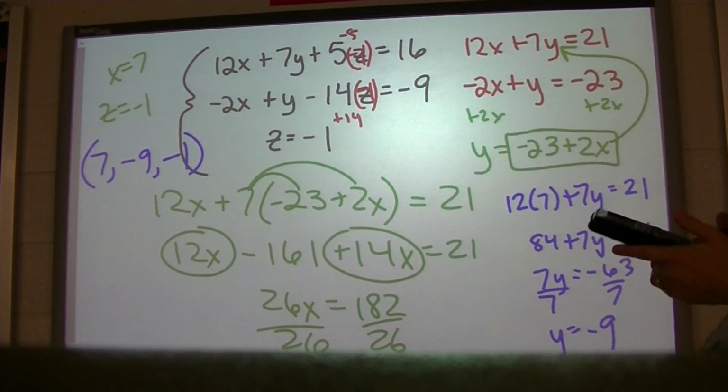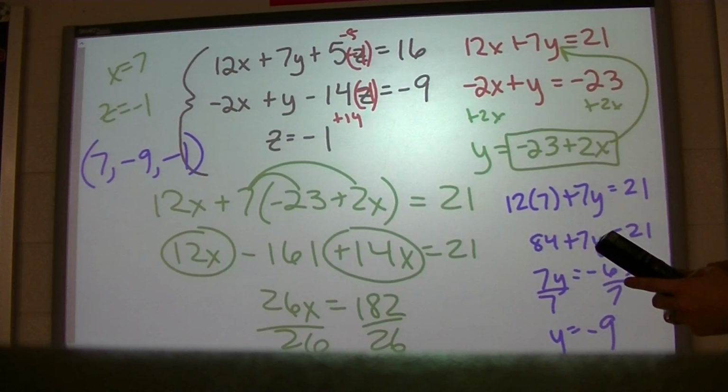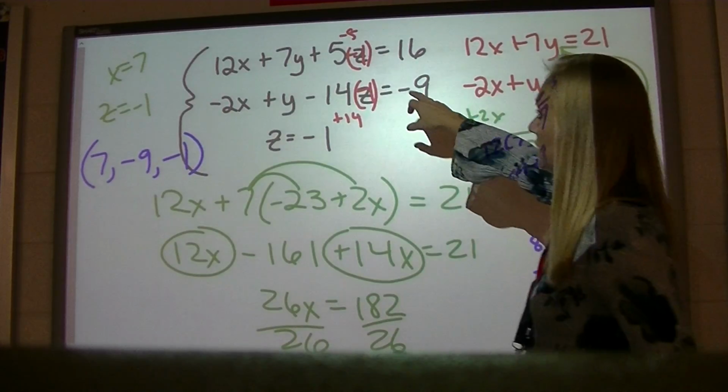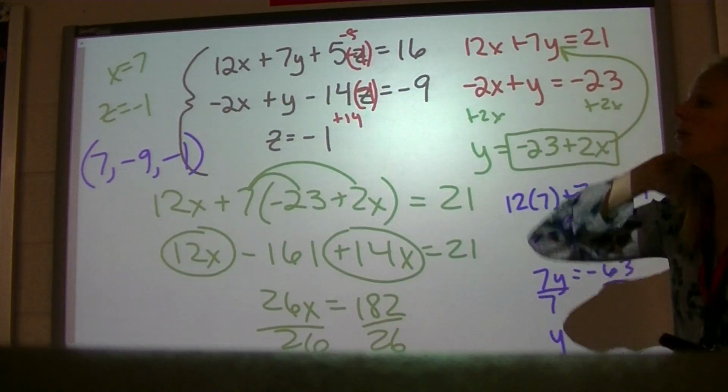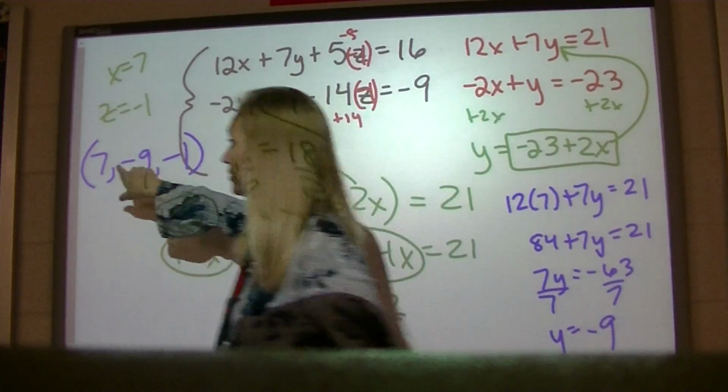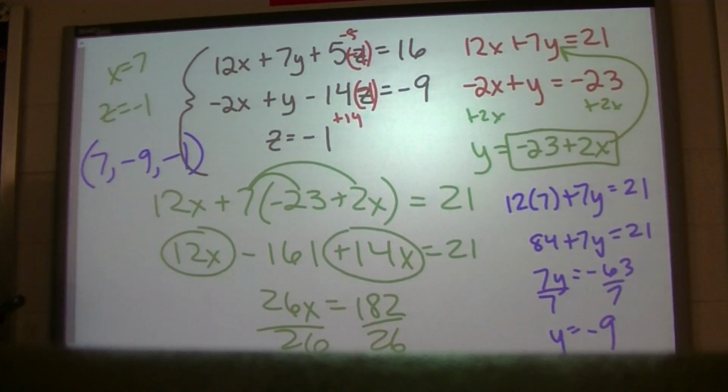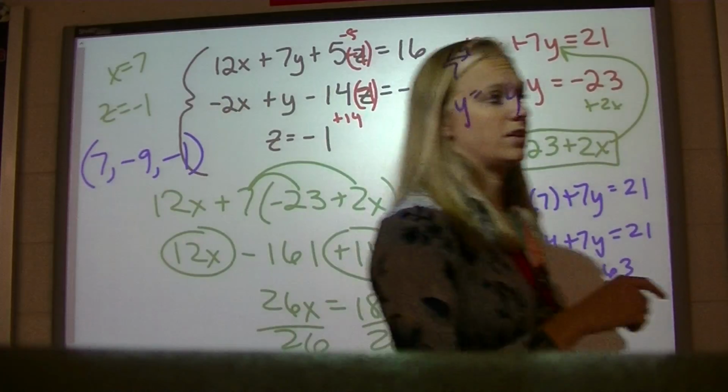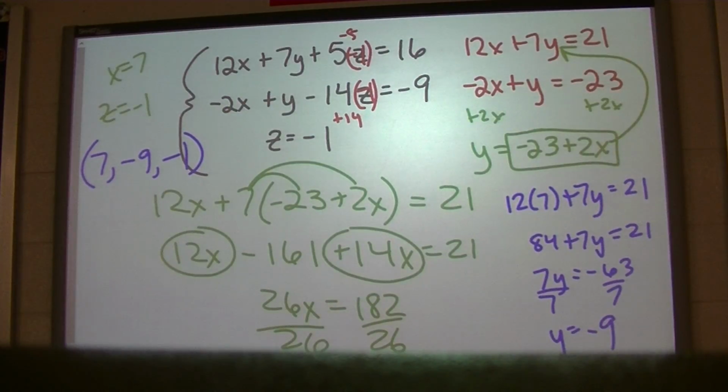So let's try the second one too, just to be on the safe side. So -2 times 7 plus -9 minus 14 times -1 gives us -9. -9 equals -9, that checks out. So good, this works for both, so this is our solution to our system. x is 7, y is -9, z is -1.